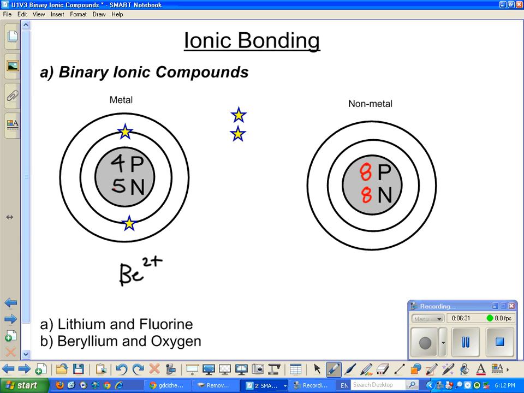Now, oxygen is element number 8, and it has 8 protons, and its mass number, which is 16, minus 8, tells us there would be 8 neutrons. And to counterbalance those 8 protons, we would also have 8 electrons. So 1, 2, 3, 4, 5, 6, 7, and 8.